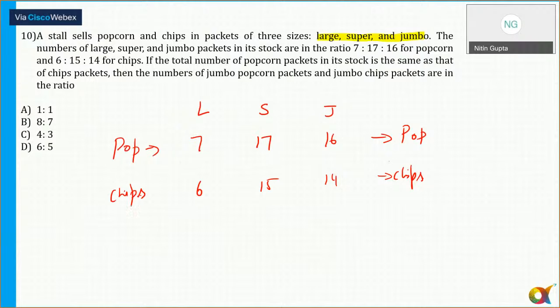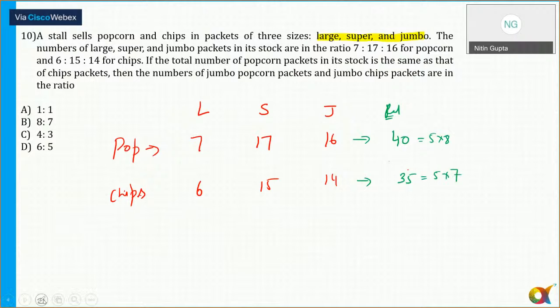It also says the total number of popcorn packets in its stock is the same as that of chips. So on the ratio scale, if I add the sum of the ratios for popcorn, 7 plus 17 is 24, 24 plus 16 is equal to 40. And the sum of the ratios for the chips is 6 plus 15 is 21, plus 14, that is 35. But we know that the totals are equal, so this is nothing but working on the ratios here. So I'll say 40 and 35, which is equal to 5 to 7.